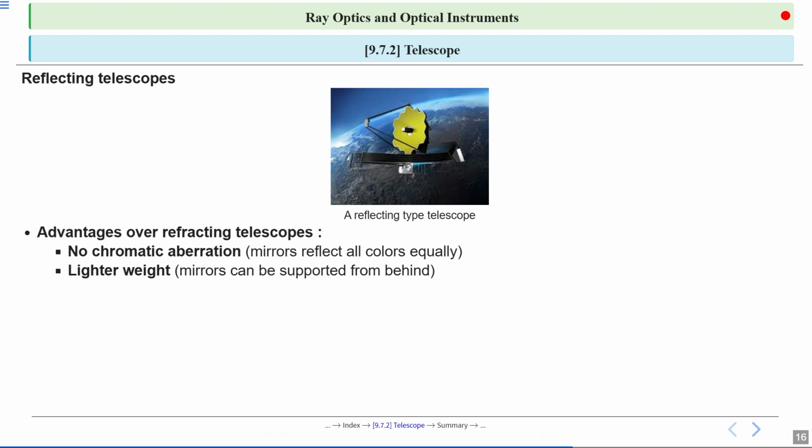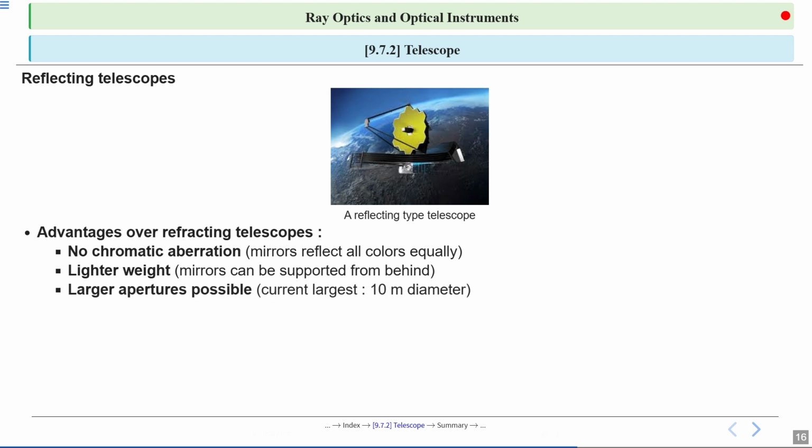Reflecting telescopes can have larger apertures, which means they can collect more light and provide better resolution. The largest current reflecting telescopes have apertures up to 10 meters in diameter, allowing astronomers to see fainter and more distant objects in the universe. The largest refracting telescope has a lens diameter of around 40 inches, that is 1 meter around. But the largest current reflecting telescope has a diameter of 10 meters for the objective mirror.